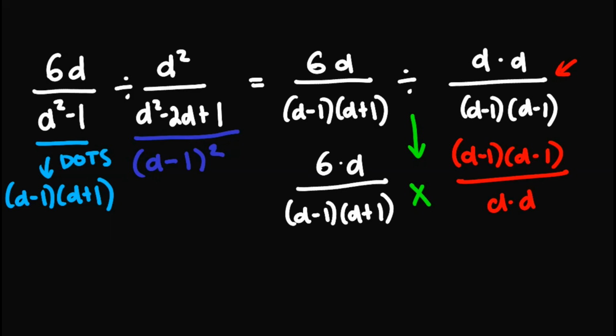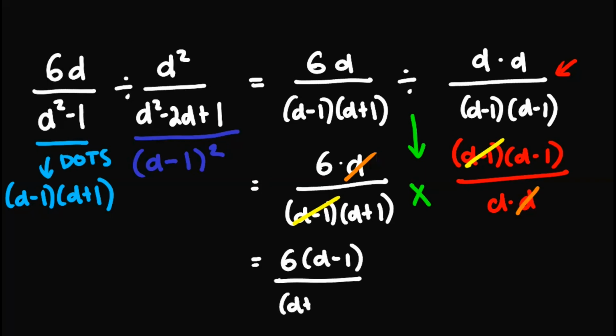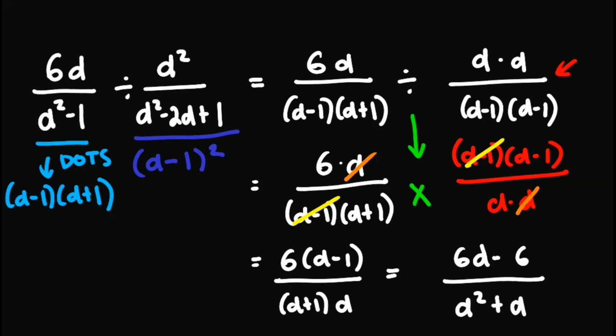So we have a d minus 1 factor out here, and we also have a d out here. So we will be left with 6 times d minus 1 all over d plus 1 times d, or simply 6d minus 6 all over d squared plus d. And this is the answer.